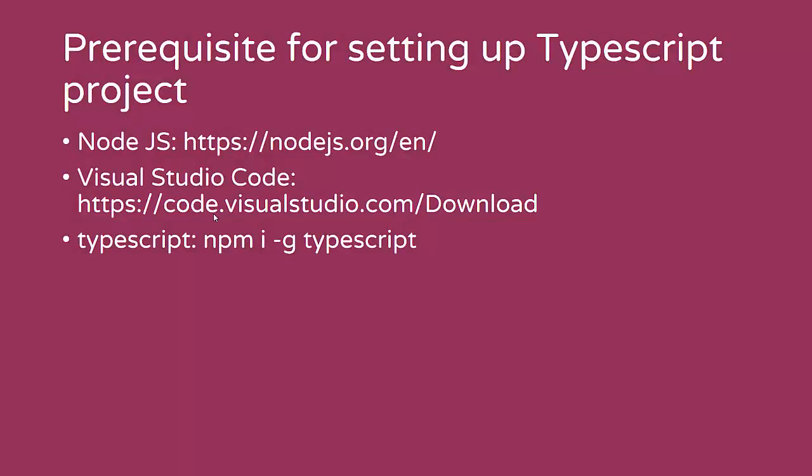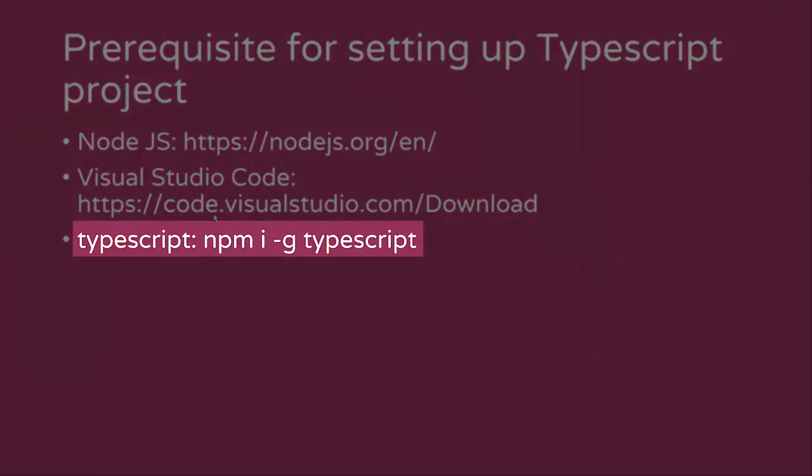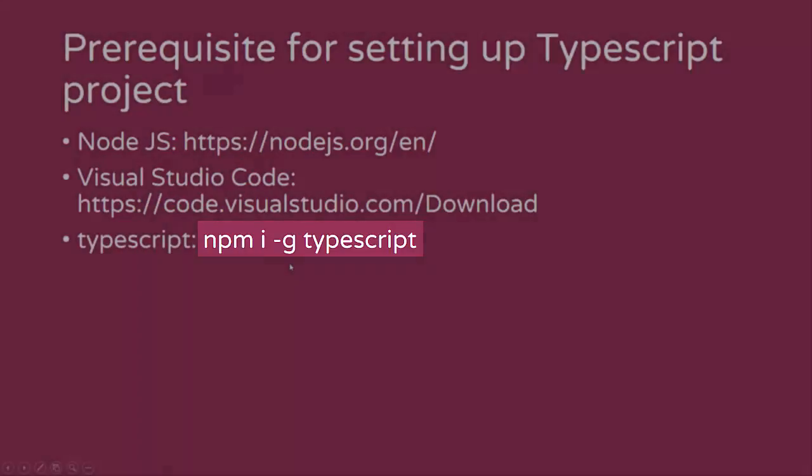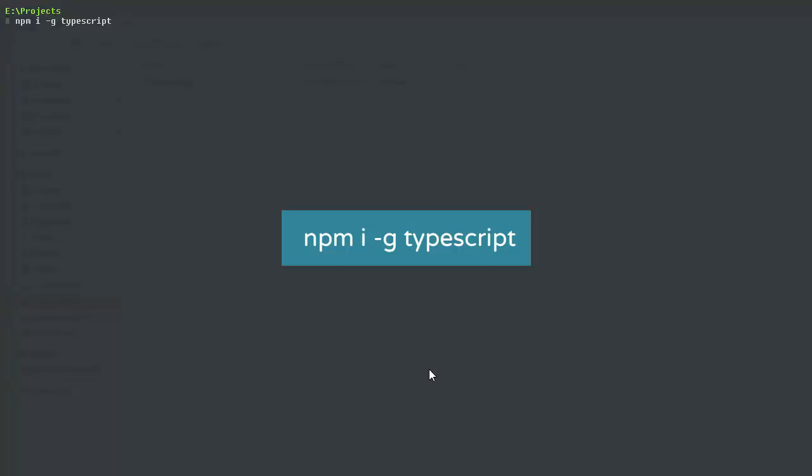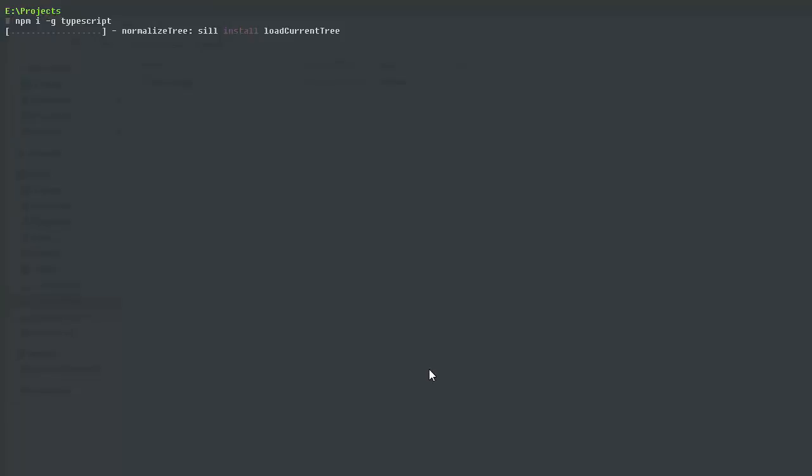Next, open a command prompt with admin privileges preferred and install TypeScript globally using this command. So here we have opened a command prompt and we will install TypeScript using the command shown earlier on the slide. Now you can see that TypeScript is installing in our system. So let us wait for it to get installed.